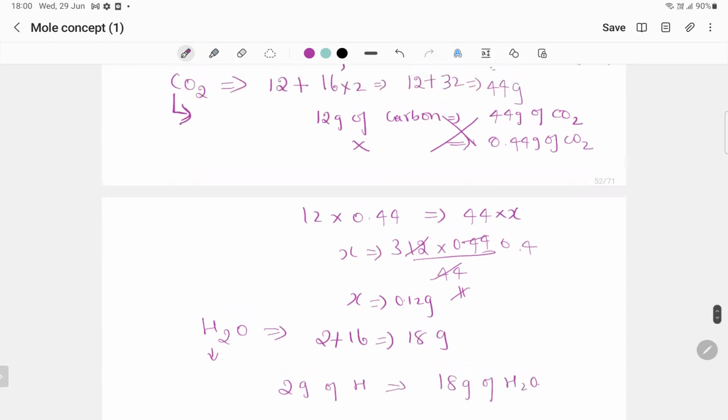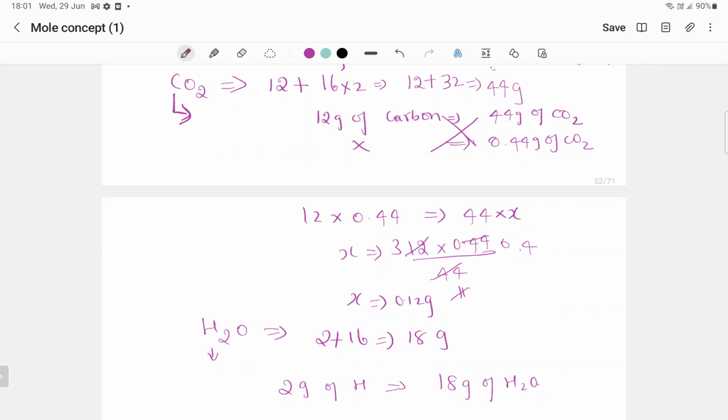Likewise, CO2. Similarly, carbon is only one atom, so it is 1. But here it is 2. So 2 grams of hydrogen is present in this water, 2 grams.